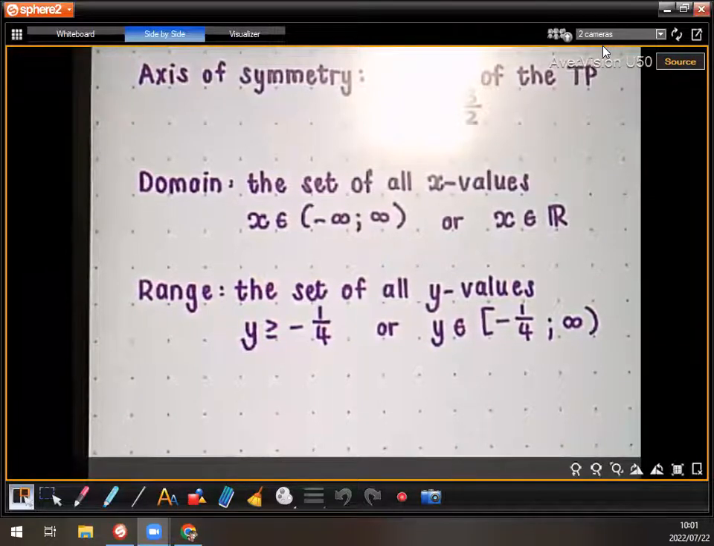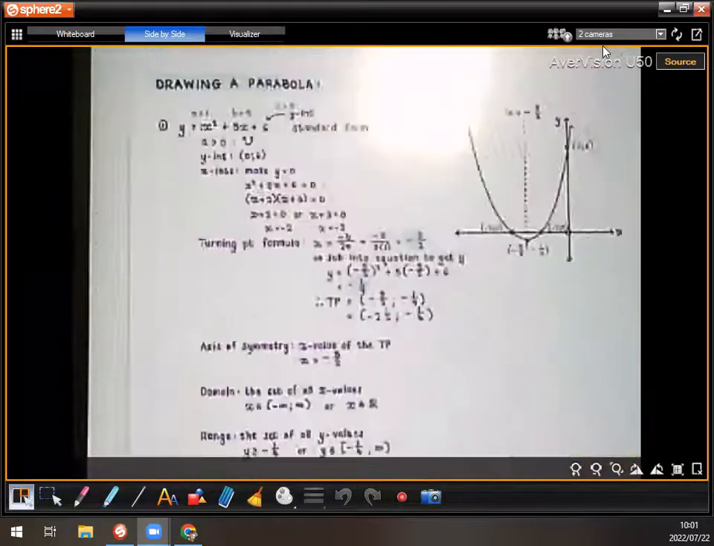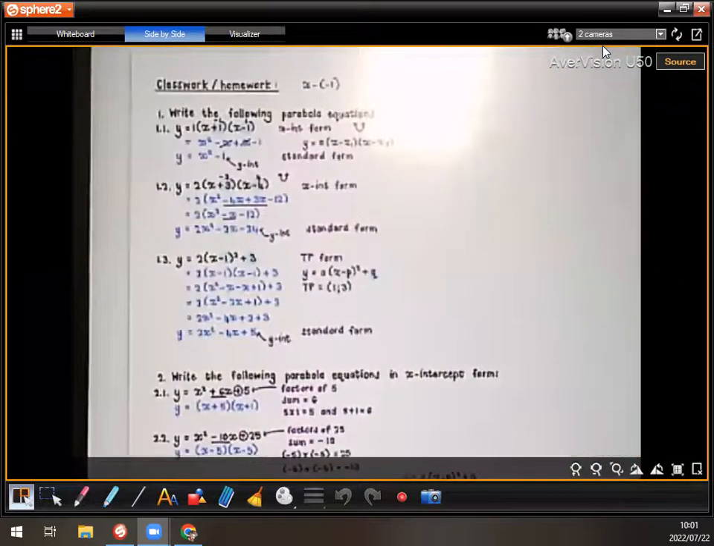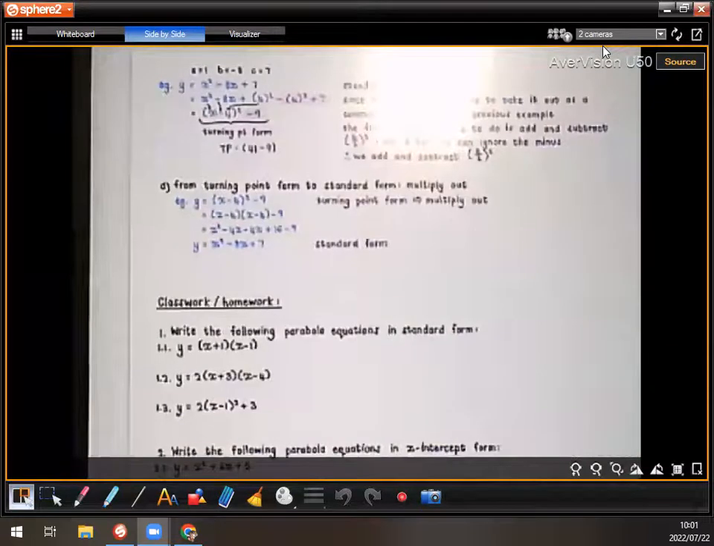I'm just going to do an example of drawing a parabola where it's given in turning point form, so you can see how that works. And then I'm going to make you guys practice some on your own. And I just want to get one that's not too hectic.